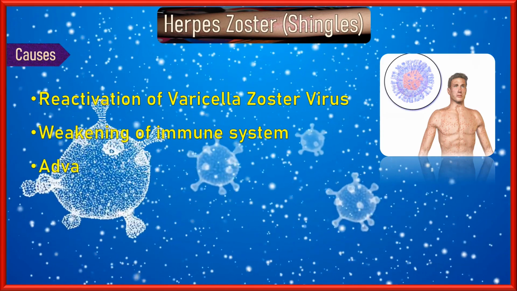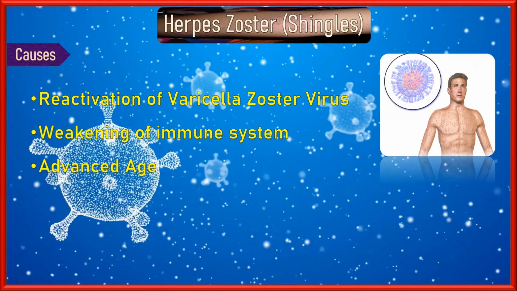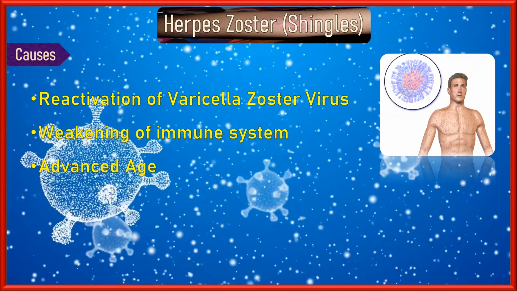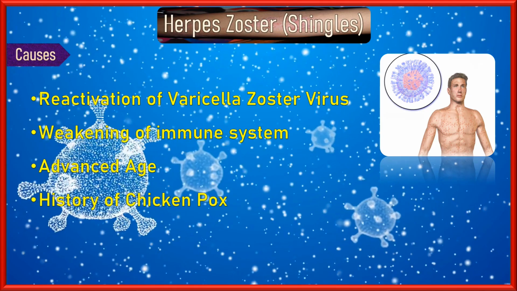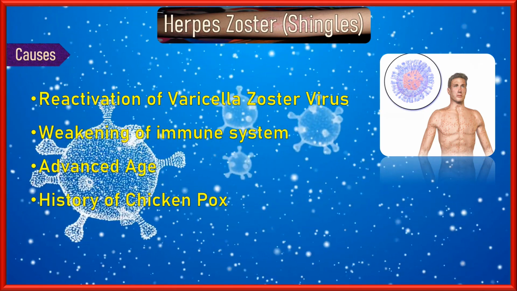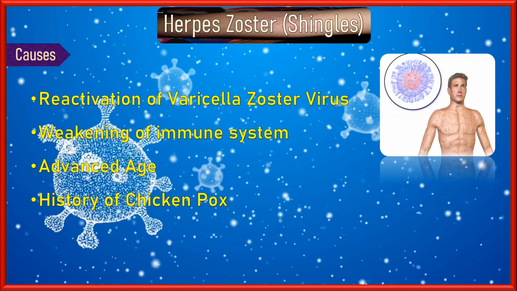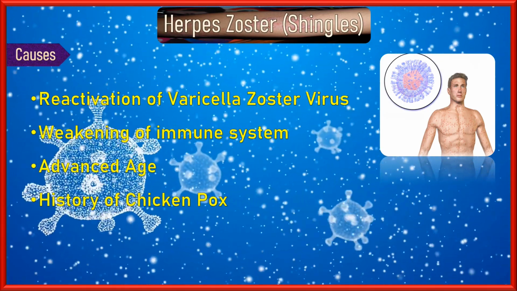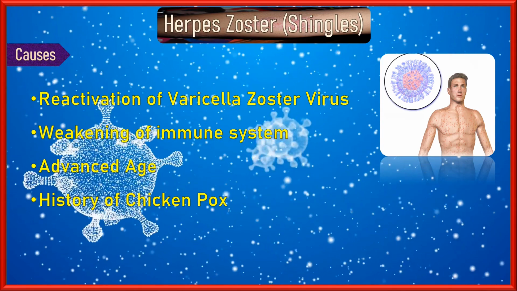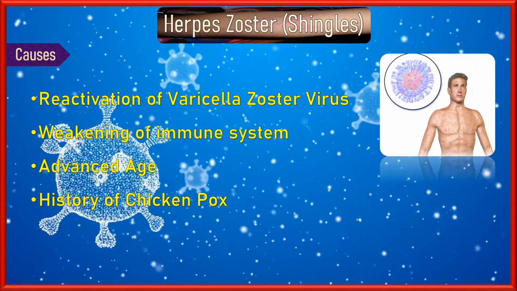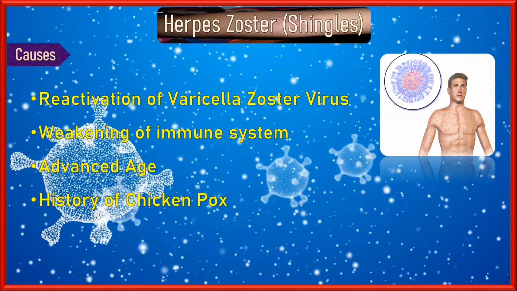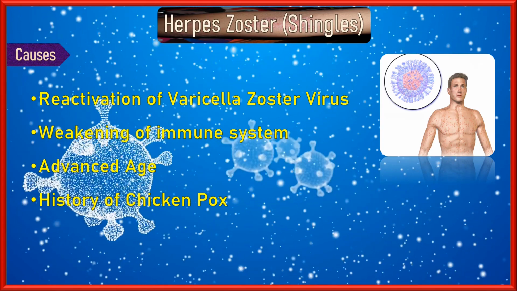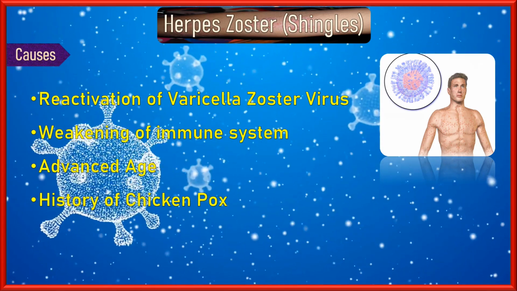herpes zoster. Advanced age. The incidence of herpes zoster increases with age, particularly after the age of 50. This is thought to be due to the natural decline in immune function that occurs as we age. History of chickenpox. People who have had chickenpox are at risk of developing herpes zoster later in life. The virus remains dormant in nerve cells, and if reactivated, it travels along the nerve fibers to the skin, resulting in shingles.